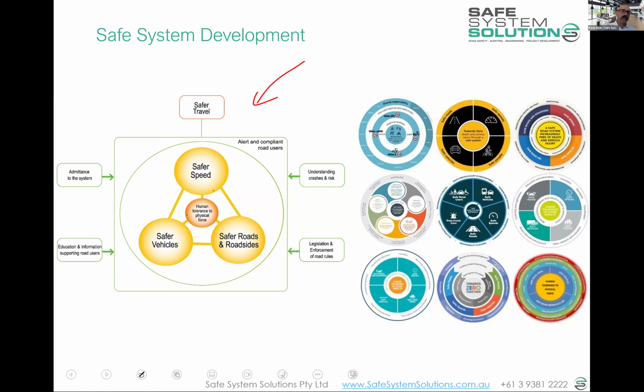Right at the center of this diagram is human tolerance to physical force. It's an interesting way to start thinking about the management, the design, the operation of a road and street network. I always want to include streets in there, because we're thinking about roads, streets, paths, any road-related areas. Human tolerance to physical force. That's interesting, I'll come back to that. So that was at the center.